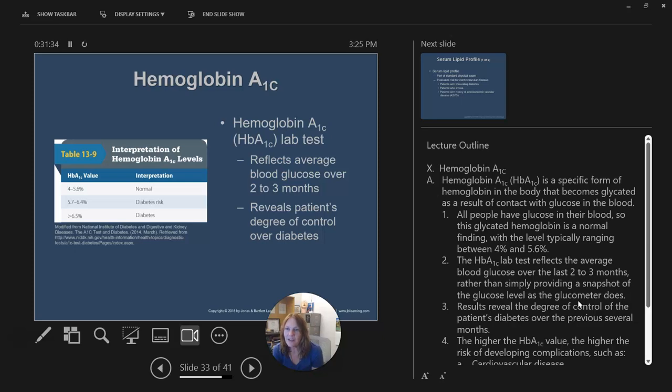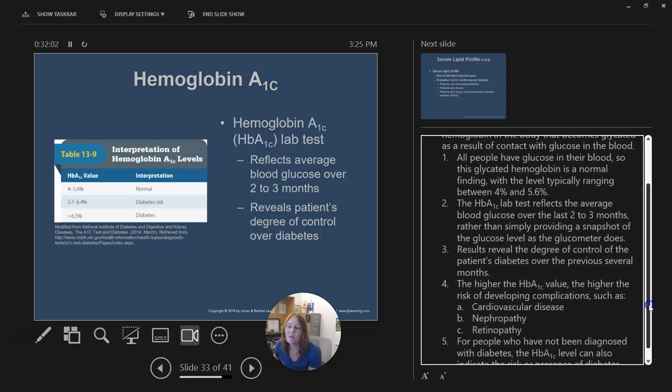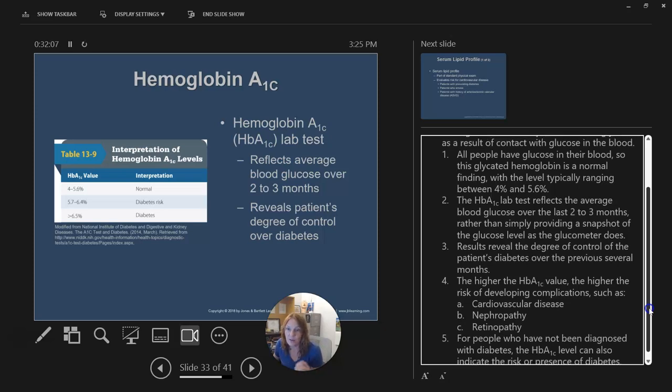Our A1C is a specific form of hemoglobin in the body that becomes glycated as a result of contact with glucose in the blood. All of us have glucose in our blood. It's normal. So this glycated hemoglobin is a normal finding, with the levels typically ranging between 4% and 5.6%. The HbA1c lab reflects the average blood glucose levels over the past 2 to 3 months, rather than simply providing a quick little snapshot of the glucose level such as our glucometer does for you.